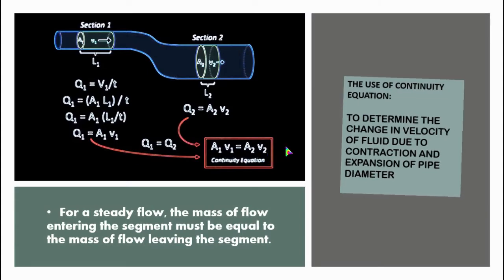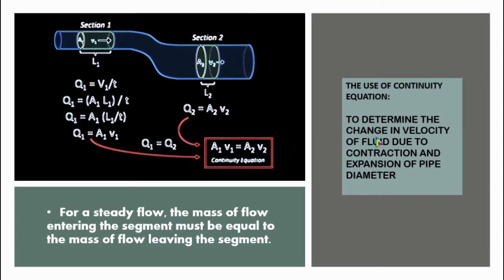So what is the use of the continuity equation? The use of the continuity equation is to determine the change in velocity of fluid due to contraction and expansion of pipe diameter. Okay, to be more clear, let's move to an example.